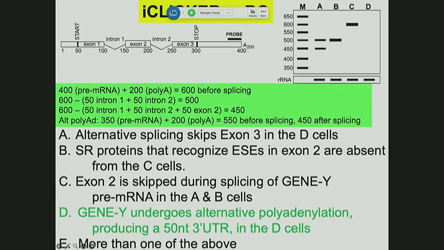And so here's all the math. If you wanted to figure out all the various different sizes, here's what we just talked about. If we had alternative polyadenylation, so to 350 position, because I told you a 50 nucleotide 3' UTR, you would then add the poly A tail, 550 before splicing, 450 after splicing, but you can't see it because your probe is at that position. If I move the probe, you would be able to see it, right? Any other questions about that?